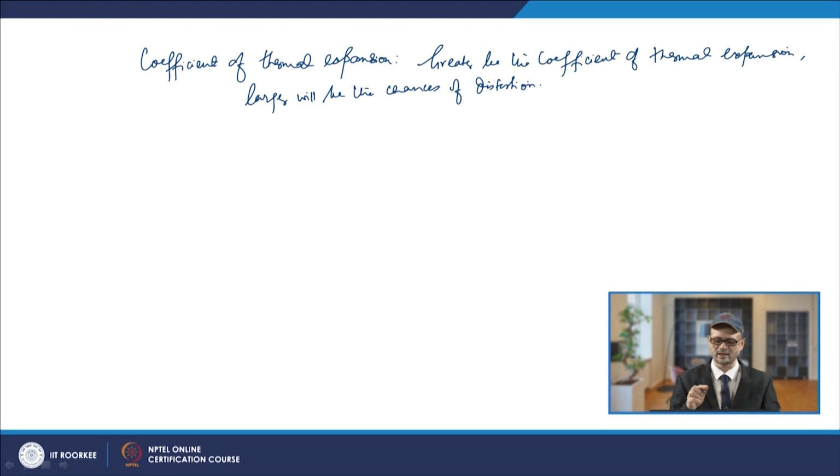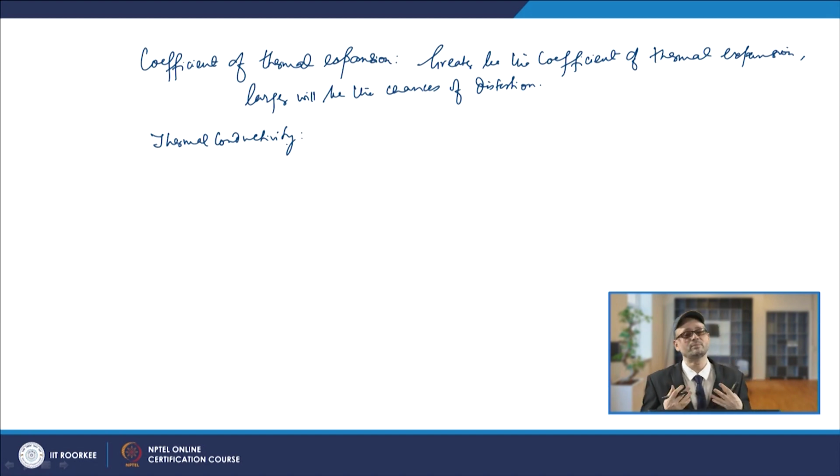Next is your thermal conductivity. Thermal conductivity is the property of the material by which heat is allowed to pass through it. If the thermal conductivity is more, the heat will pass through the material faster. How readily the heat spreads through the material is indicated by the value of thermal conductivity. If the thermal conductivity of the material is low, there will be more thermal gradient, since it will take a larger time for the heat to pass through.